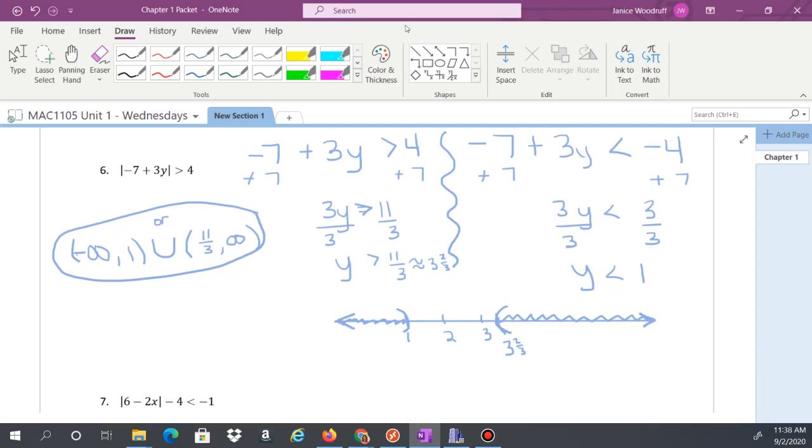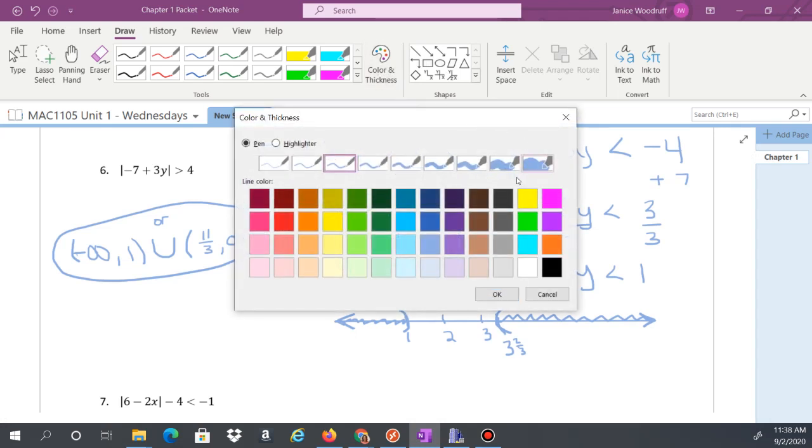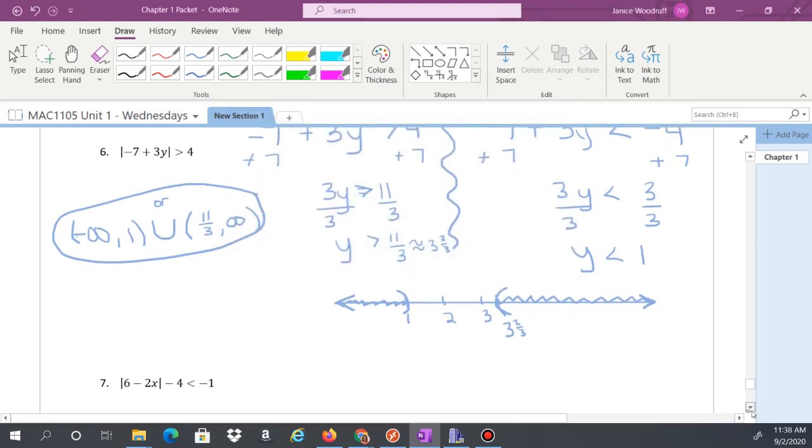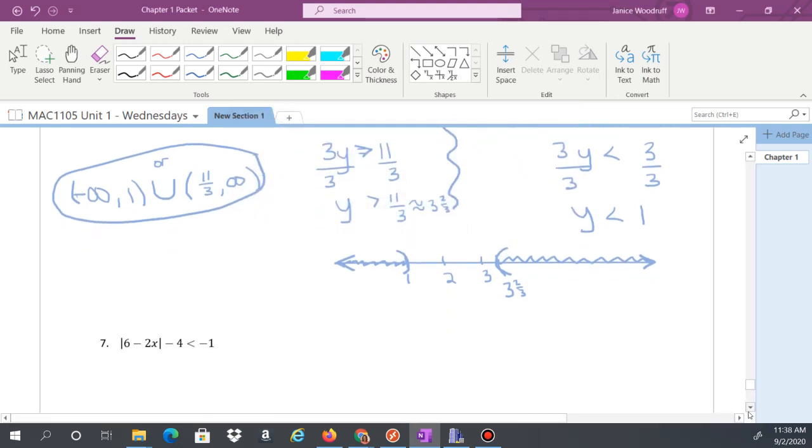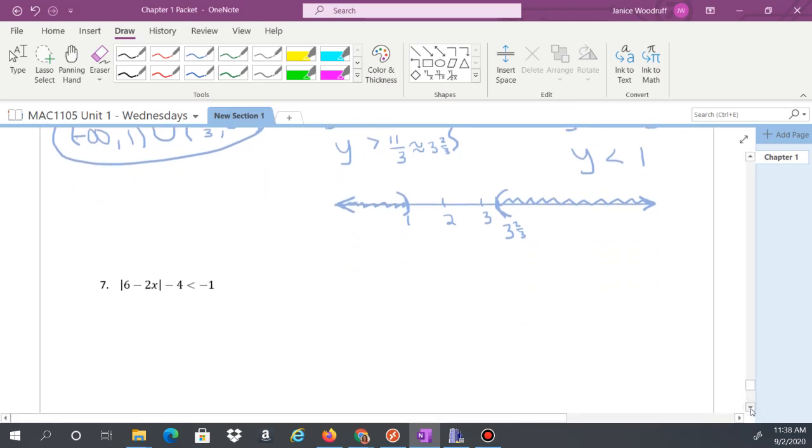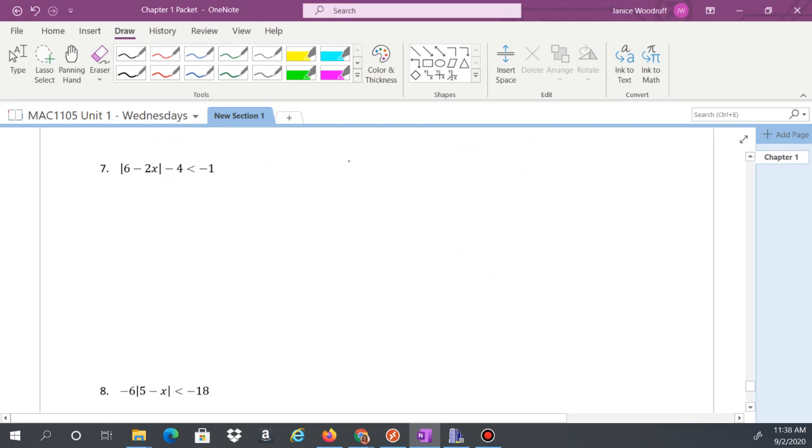So number 7 is another absolute value inequality. And then I think, is that the last one? 7 and 8. All right. So before I set this up into my two inequalities, I want to isolate the absolute value. So I'm going to add 4 on both sides here. So let's see, that's going to give me absolute value 6 minus 2x is less than 3. So then my two equations, I'm going to have 6 minus 2x less than 3, 6 minus 2x greater than negative 3.